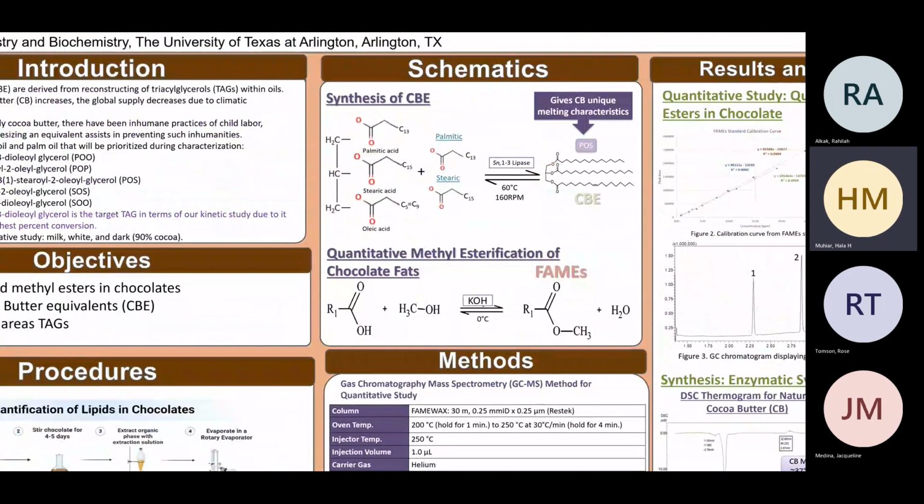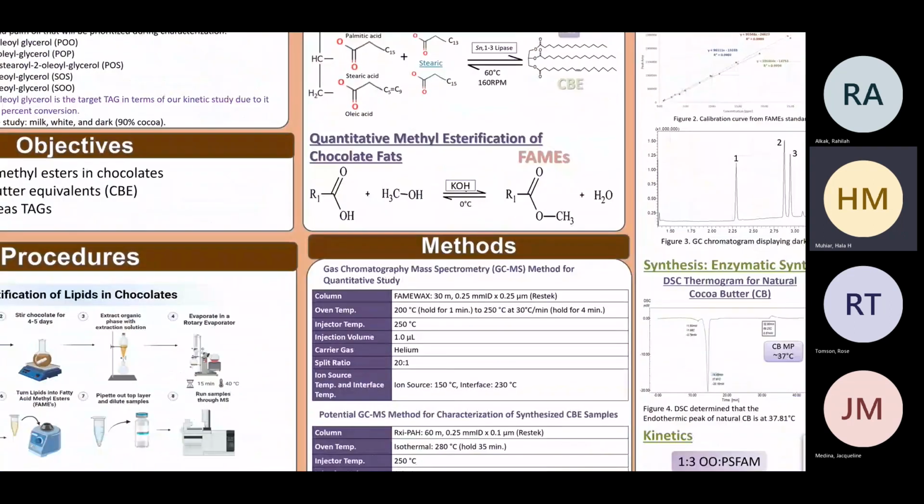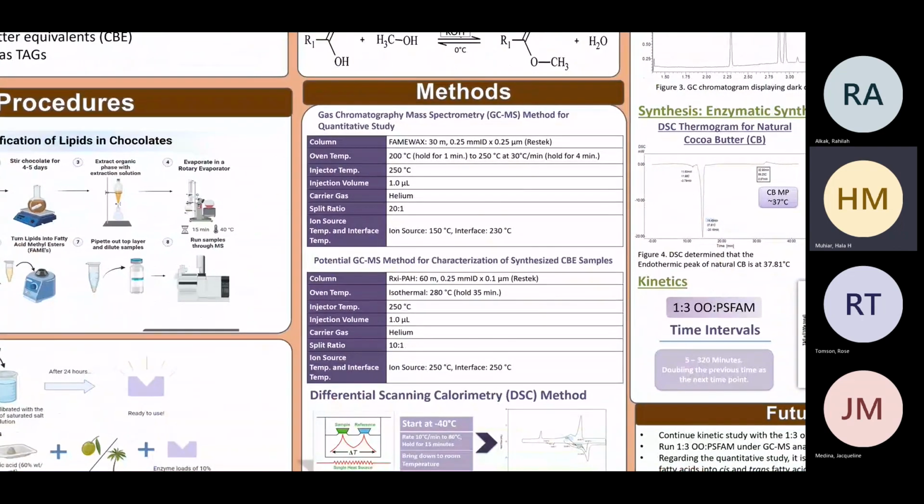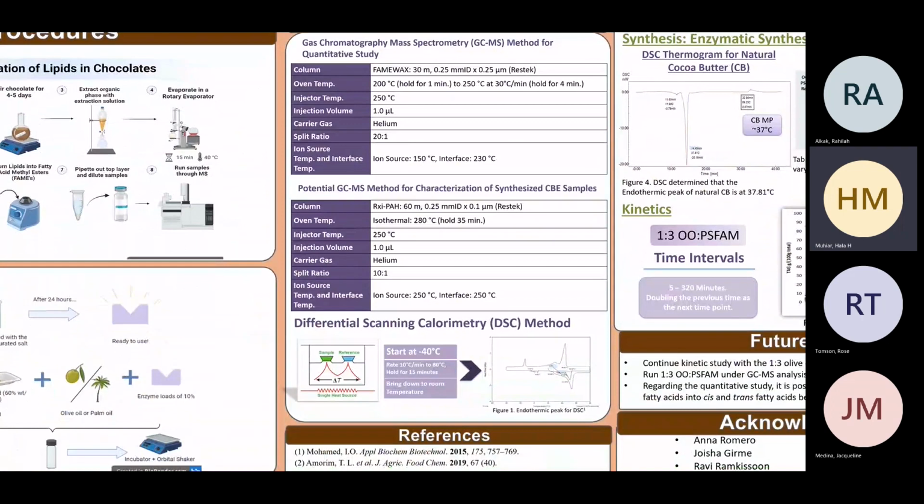Now into synthesis schematics. Oils are composed of TAGs which have varying fatty acids such as palmitic, stearic, and oleic acid in varying SN1, SN2, and SN3 positions. These TAGs are then reacted with PSFAM, which is catalyzed by the SN13 lipase under 60 degrees Celsius at 160 RPM, which then produces the CBE, the POS TAG. So to characterize our synthesized samples, we decided to utilize a gas chromatograph with a mass spectrometer, as well as differential scanning calorimetry. For our GCMS method, it is not finalized as we are currently developing one, and displayed here is a potential method that we have not tried yet, but we are considering.